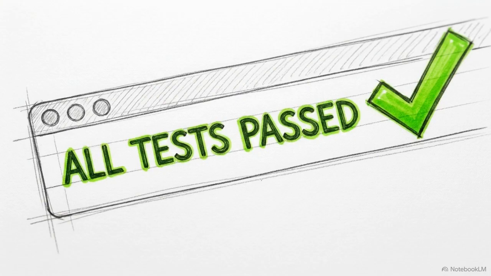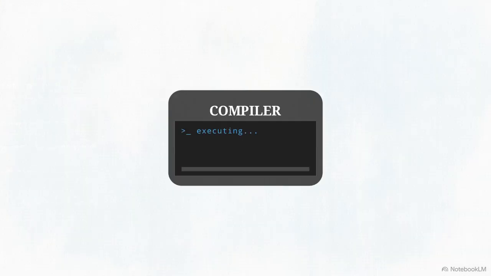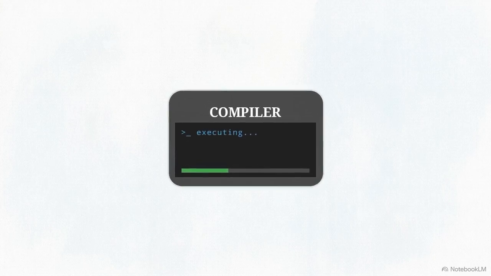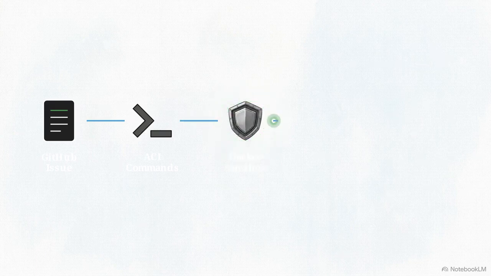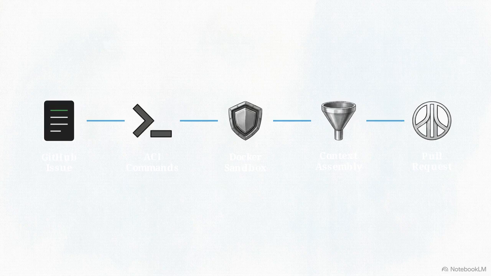Strict, objective, test-driven verification guarantees the output. The system relies entirely on compiler feedback to translate a string of generated text into a proven working pull request. This macro-level flow diagram traces the complete SWE-agent architecture. The system ingests a GitHub issue, structures the intent into ACI commands, executes them safely inside the Docker sandbox, manages the ongoing memory through context assembly, and finally verifies the results into a definitive patch.